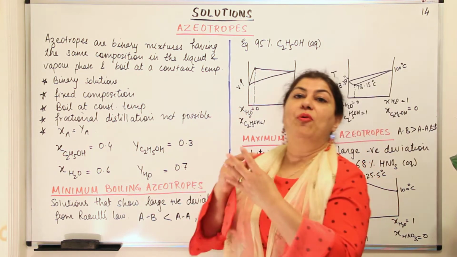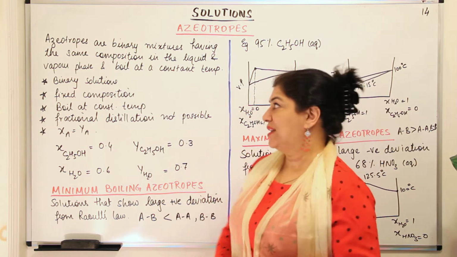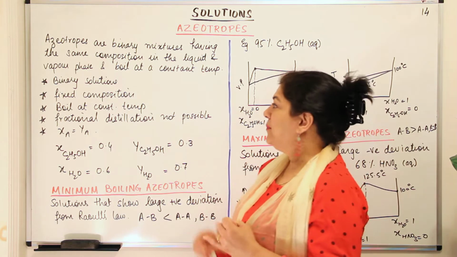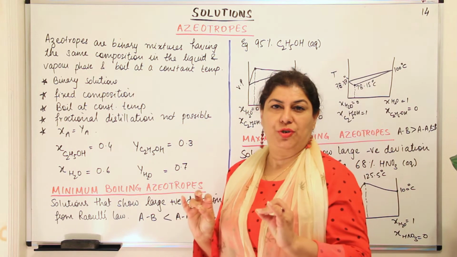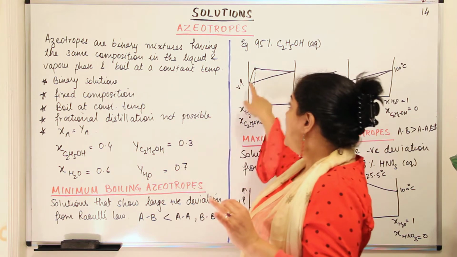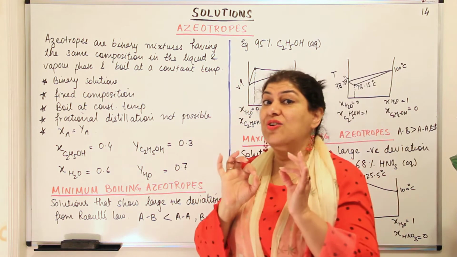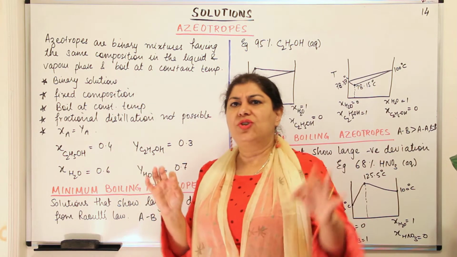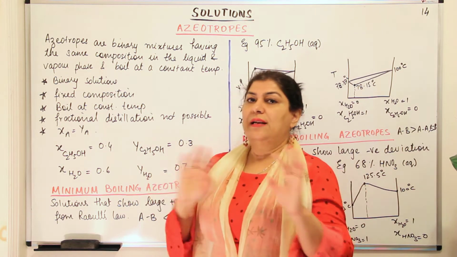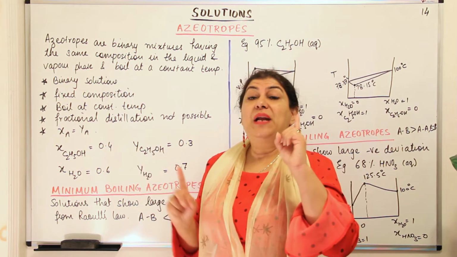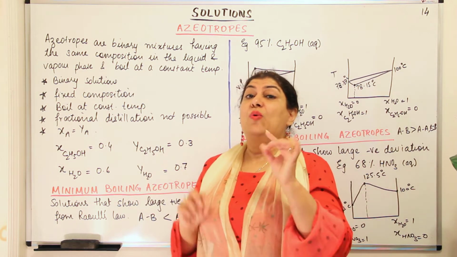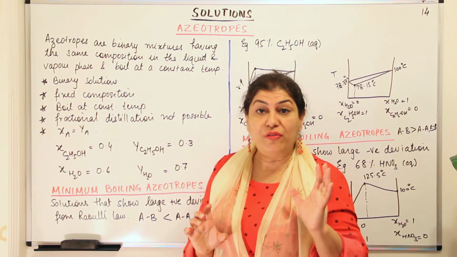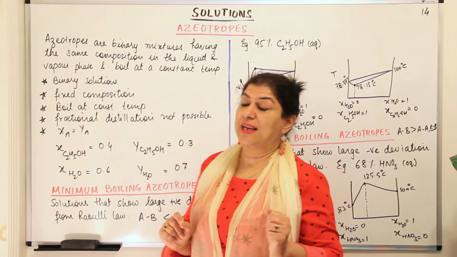So what are the main points that you need to remember about azeotropic mixtures? The first, that azeotropic mixtures are binary solutions. They have a fixed composition, because this happens only at a certain composition. As I told you, in the case of ethanol in water, as long as the concentration of ethanol in water was different, it did not behave as an azeotrope. It behaved as an azeotrope only when the concentration reached 95% of ethanol and 5% of water. That is when it starts behaving as an azeotrope.